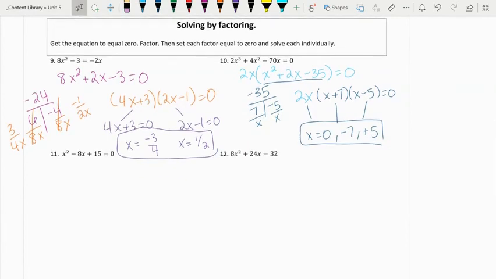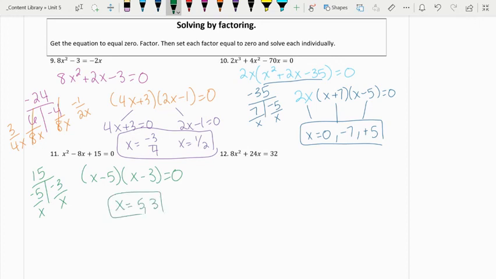At this point, go ahead and try the next two on your own before you watch this video, okay? Now that you've done these, let's check to see if you did them right. First times last gives me 15. Multiply to 15, add to -8 would be -5 and -3. So that means we'd have x minus 5 and x minus 3 equals 0, which would make x +5 and +3.